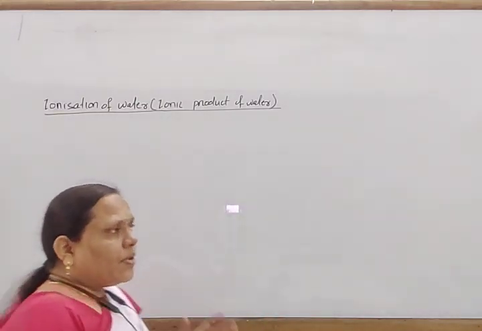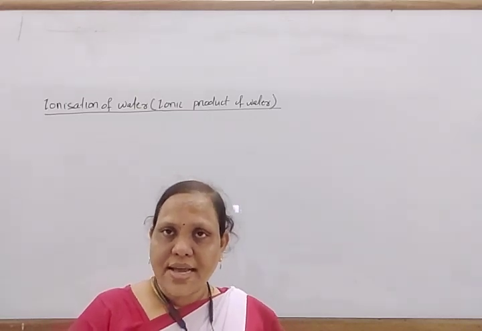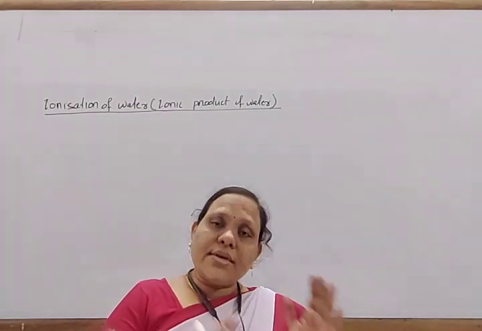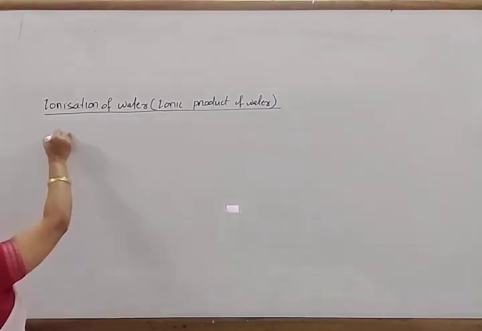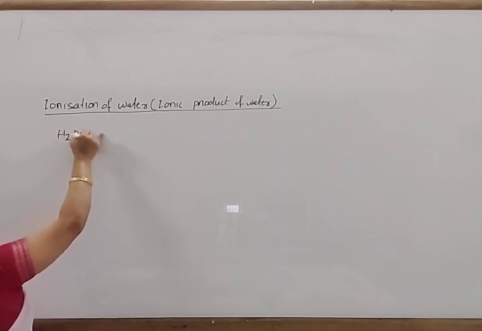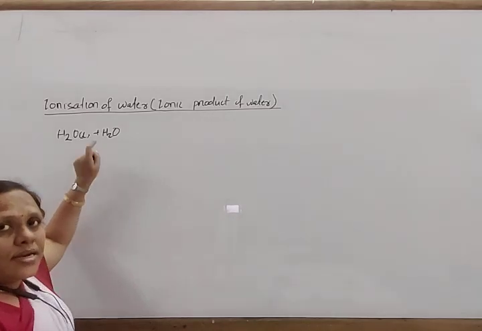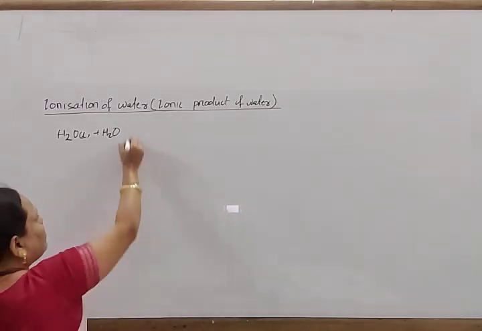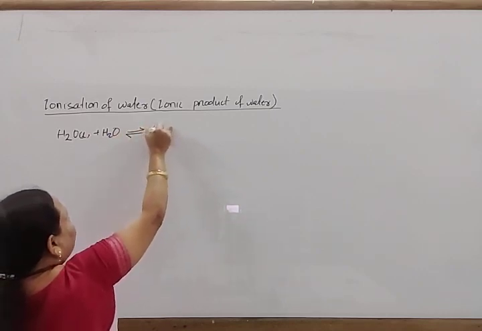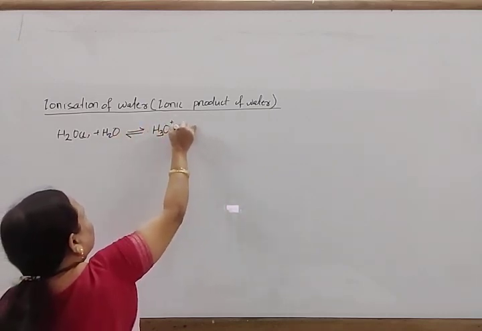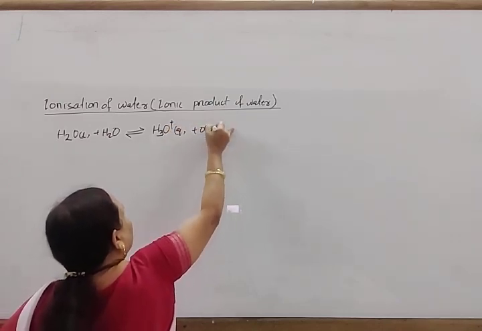We have seen how water reacts with acids like HCl, and how water reacts with bases like ammonia. But here water reacts with water. When it comes in contact with another water molecule, one water molecule gives H plus ion and the other water molecule receives this H plus ion. So water undergoes feeble ionization to give H3O plus (aq) plus OH minus (aq).